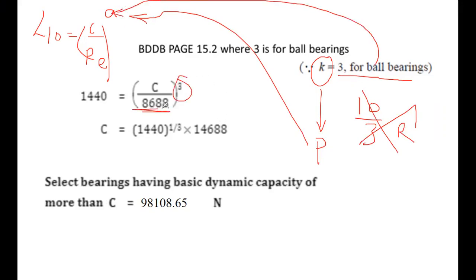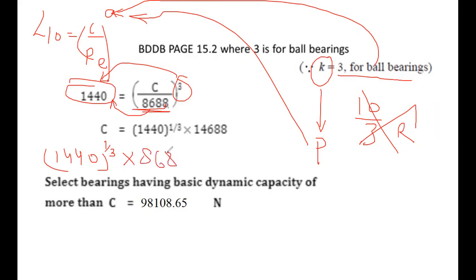We right now found out our PE as 8688. Our L10 we found out as 1440 million revolutions. When 3 will go this side, it will become 1440 raised to 1 by 3. And 8688 will go and get multiplied over here. So 8688, you will get C, and that turns out to be this much.